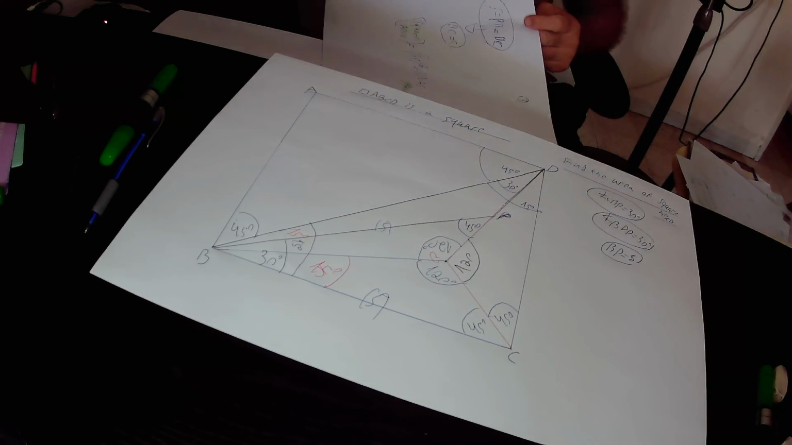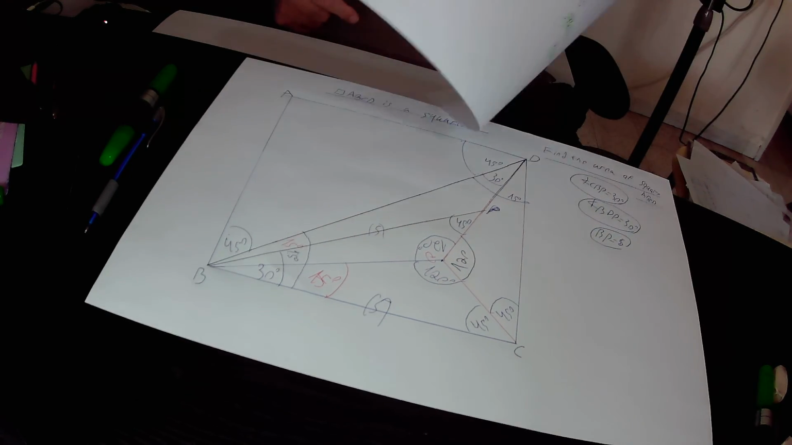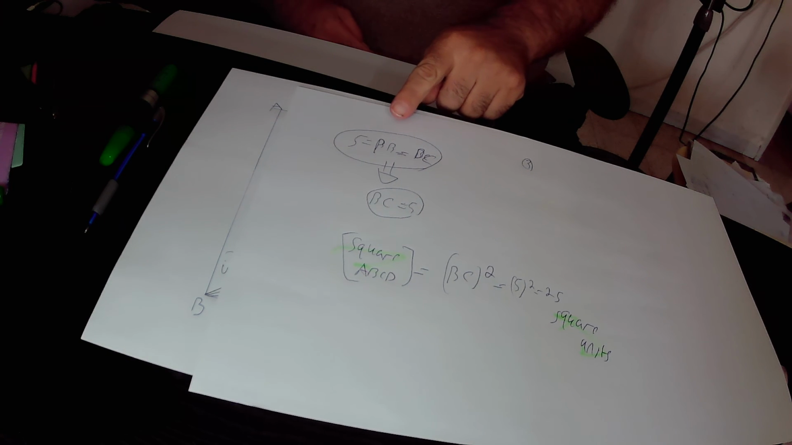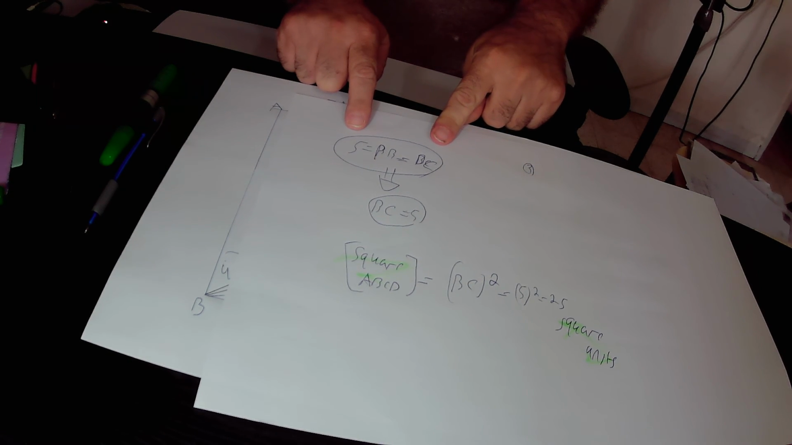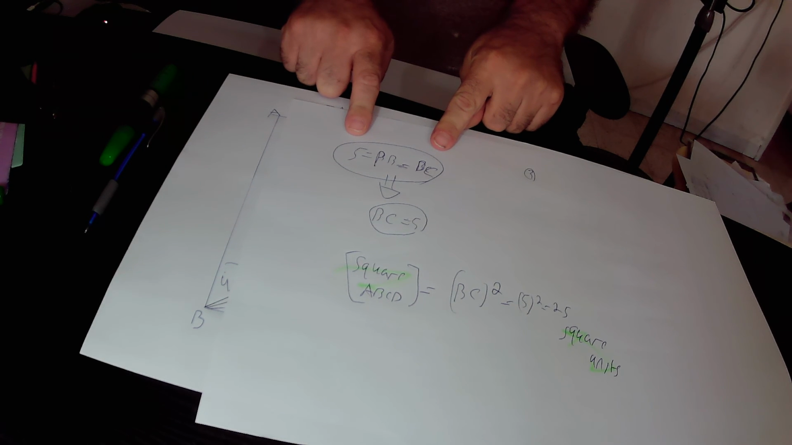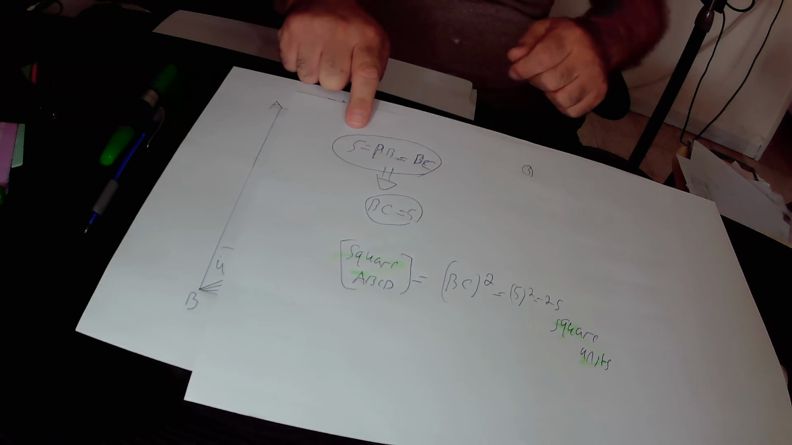But according to what is given in the question, PB is 5. So we can write here that PB is 5. From the question, we have that BP equals DC. From this, we derive that BC equals 5. Okay, BC equals 5.